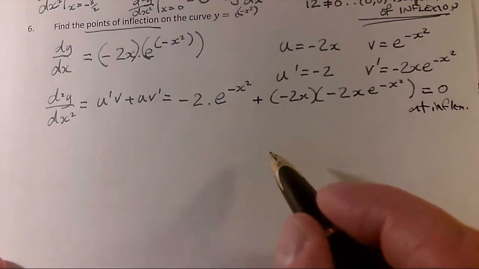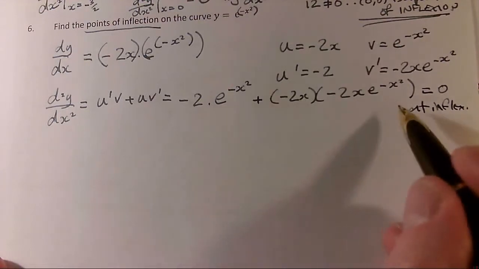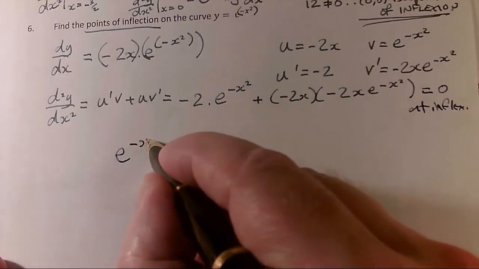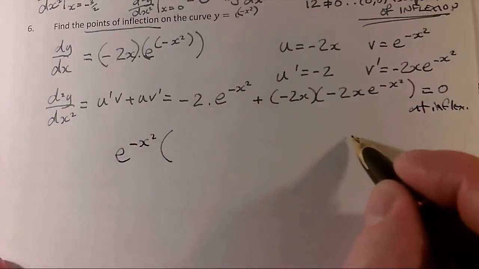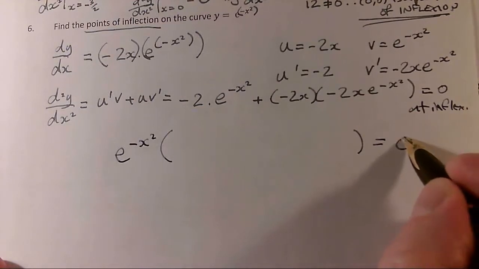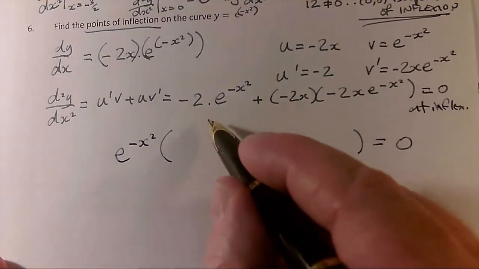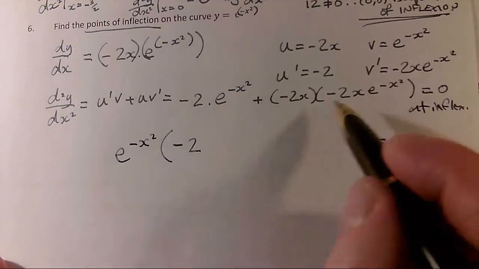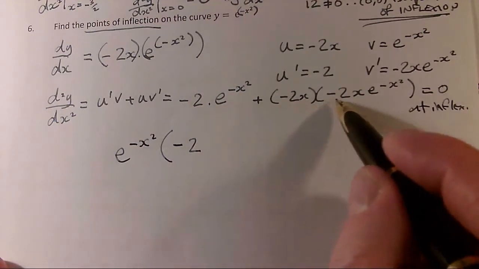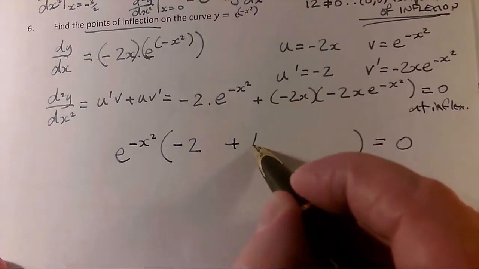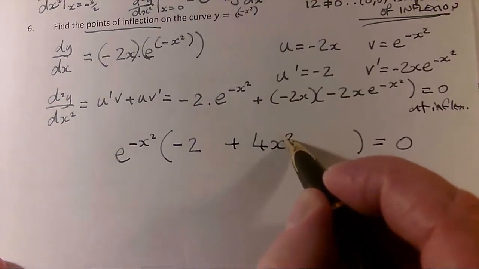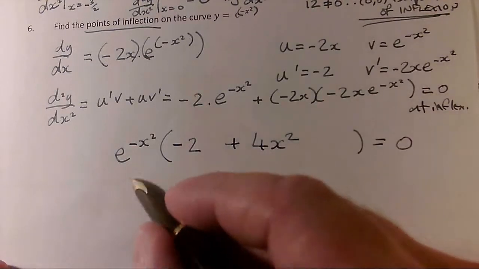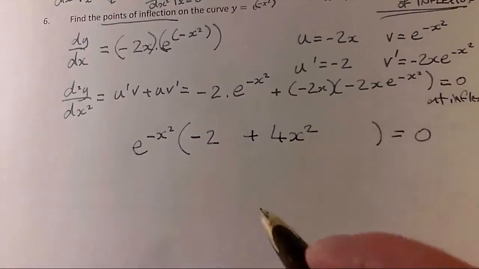So I can spot that there is a common factor of e to the minus x squared times a big bracket is going to equal 0. Okay, and for this term I just need a minus 2 in here. And for this term here I've got minus 2x times minus 2x is plus 4x squared. And that's all I've got. I've got an e to the minus x squared. So something times a bracket equals 0.